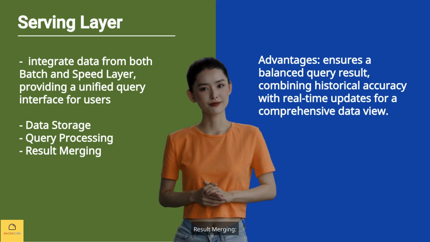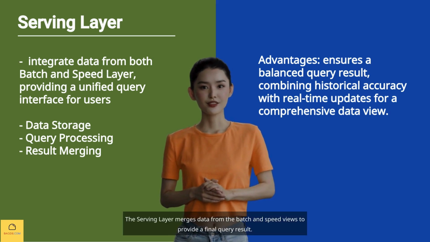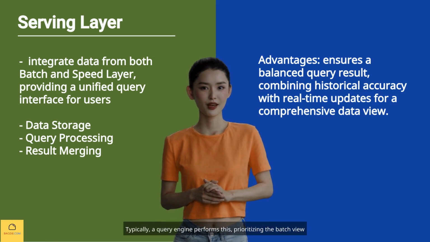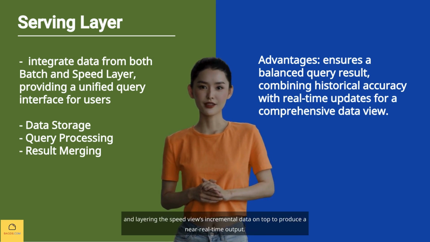Result merging. The serving layer merges data from the batch and speed views to provide a final query result. Typically, a query engine performs this, prioritizing the batch view and layering the speed view's incremental data on top to produce a near real-time output.